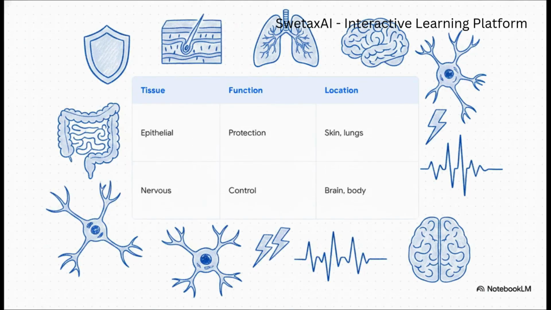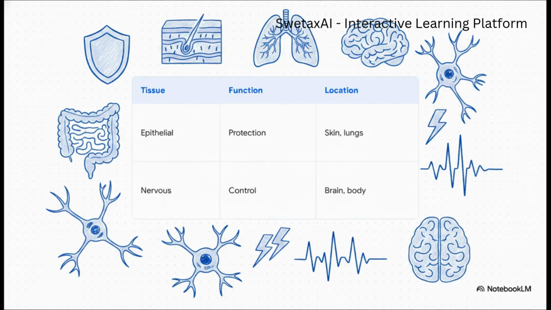First up, we have epithelial tissue. Think of this as your body's outer shield and inner lining. It covers your body and internal organs, handling crucial jobs like protection, absorption, secretion, and exchange. We're talking your skin, your lungs, your intestines, your glands.